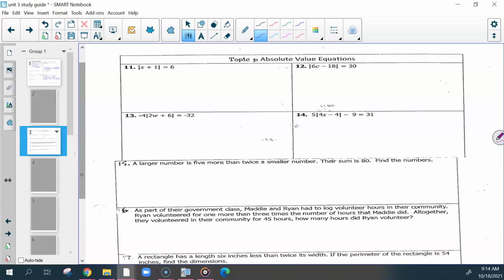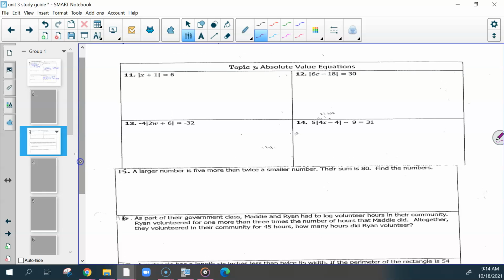One of your objectives is just going to be solving absolute value equations. So we're going to do 13 and 14. Remember your steps for solving these equations. You need to first isolate the absolute value expression. So for 13, we need to get rid of the -4. Pretend that the absolute value is like a variable and we're solving to get everything away from that variable. So we would divide both sides by -4.